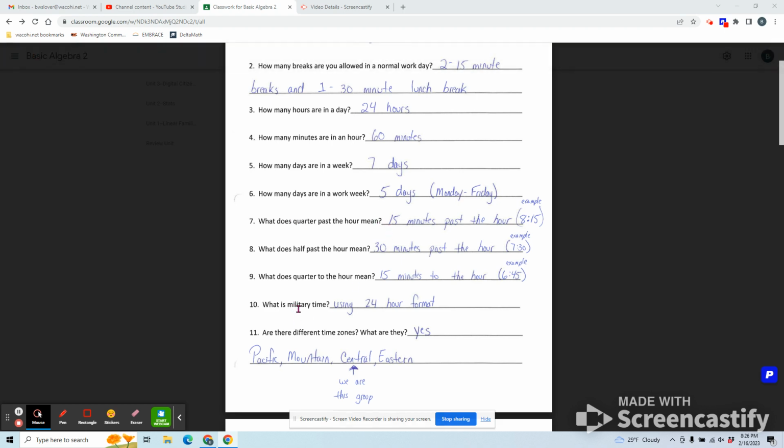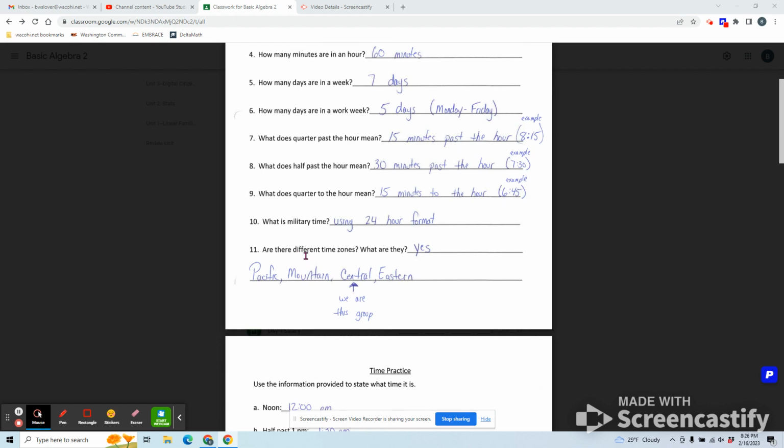Military time is using 24-hour format. So they have 0100, 0200, so on and so forth, and they count up to 1800, 1900, 2000 hours, things like that.